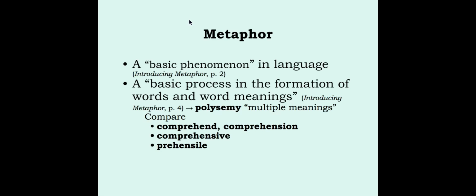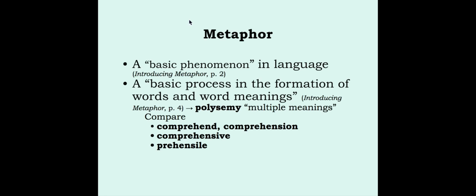Secondly, and this is something we're really going to look at and want to try to trace as we look at words that come from Greek and Latin: metaphor is a basic process in the formation of words and of word meanings. In other words, one way in which a word can come to have more than one meaning, a variety of different meanings, is through metaphor, right? Because a word may retain its physical, basic, literal meaning, but it may also have some kind of extended meaning where it's being applied to something else. And the term that we use for this state of having multiple meanings is polysemy.